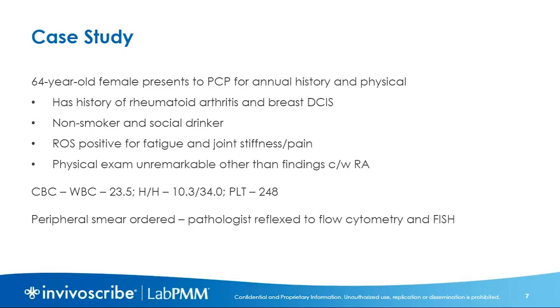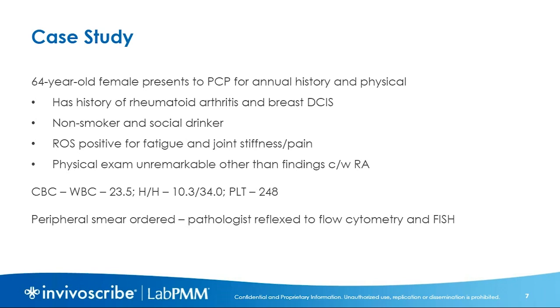Let's begin with a patient case. This patient is a 64-year-old female presenting to her PCP for annual history and physical. She has a history of rheumatoid arthritis and DCIS of the breast. She is a non-smoker and a social drinker. The patient complains of fatigue and joint stiffness with pain. The physical exam is unremarkable other than findings compatible with arthritis.